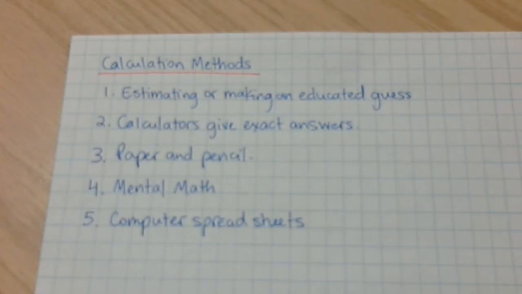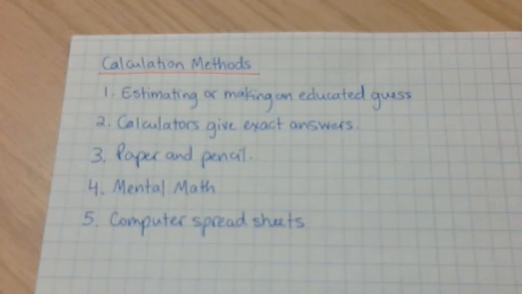The second method is calculators, which give exact answers. They can help us estimate. So if you say something like, the camping trip will cost $785.75 and there are 7 of us, we can use our calculator to divide 785.75 by 7, which means that each of us owes $112.25. That's plain and simple, sort of.